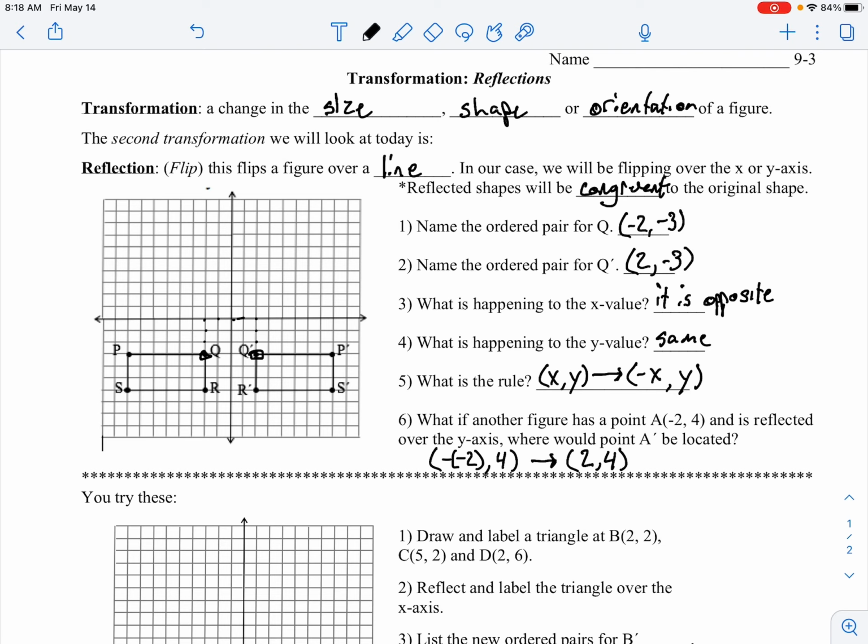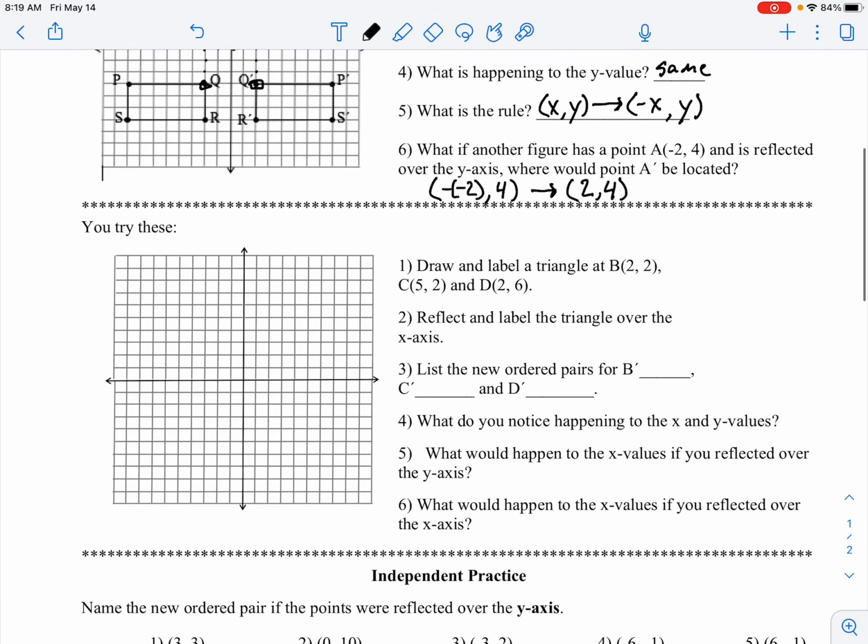So if we're flipping over the y-axis, the x value becomes the opposite of what it was. And then we'll see it later on, but if we're flipping over the x-axis, it's the y value that's going to become the opposite of what it was. So it's kind of opposing there. If you're flipping over the x-axis, the y value becomes opposite. If you're flipping over the y-axis, the x value becomes opposite.